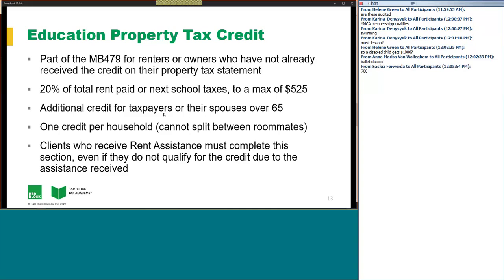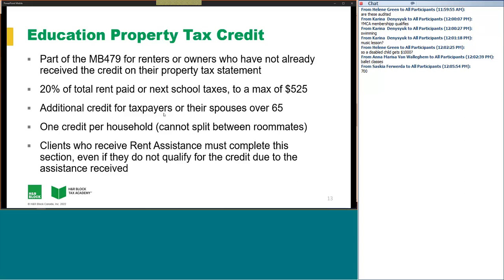Does anyone know? Used to be 700. For a very long time, it was 700. Last year, it was 525. Next year, it's going down again. It's going to keep going down until it's gone. So in a couple of years, we won't be doing this anymore unless we have a significant change in government that changes their mind.